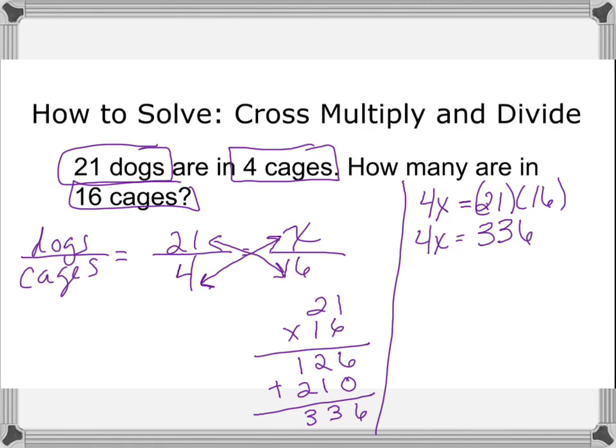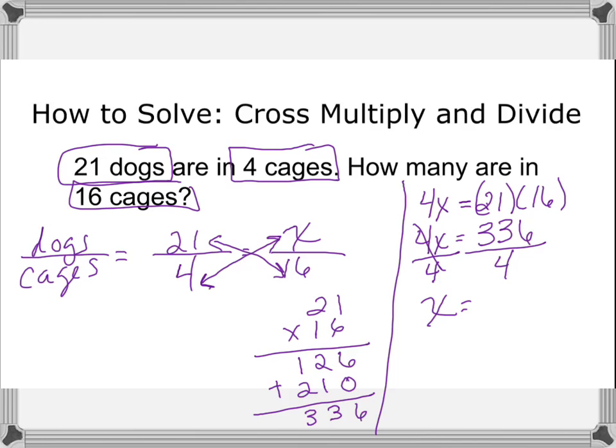So now I'm going to take 4x. I need to get that x, that coefficient, alone. I need to get it all by itself. So what I'm going to do is divide both sides of my equation by 4. When we talk about algebra, we have to keep our equations balanced. That means whatever we do to the left side, we have to do to the right side.